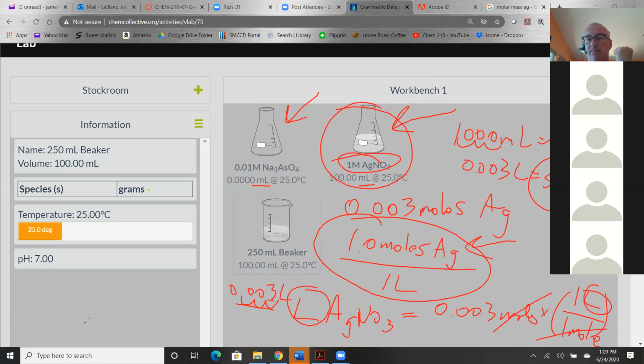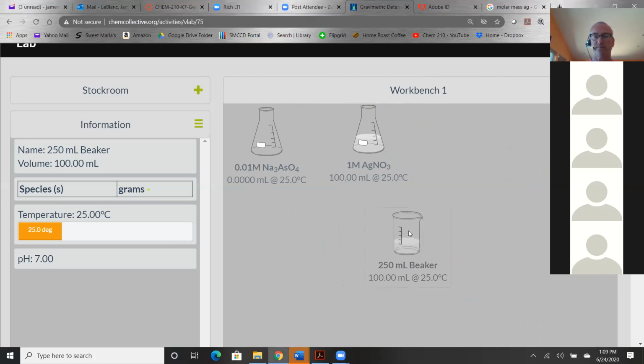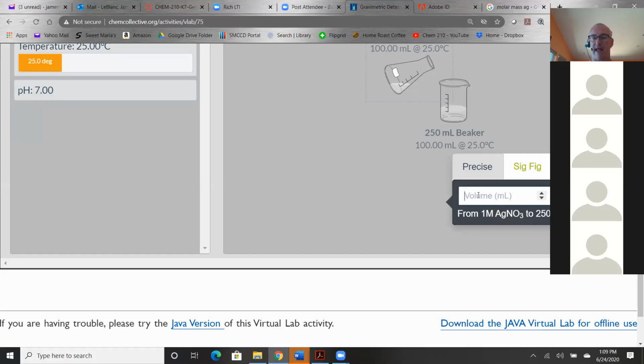Yes, it's clear. That's good for everybody? Now, I'm recording this, so you can always go over it again later. So let's actually do the reaction. I'm excited. So let's clear everything. Now we can do the reaction. So here's my beaker. It's got the arsenate in it. Now for grins and giggles, let's add 2 mils and see what happens. So I'm going to drag it over, and it says, how much do you want to add? I'm going to put 2 mils.